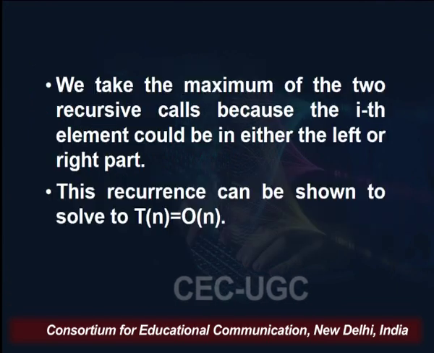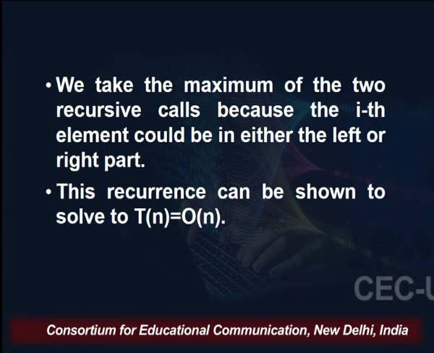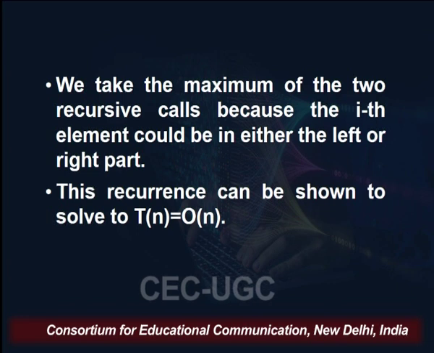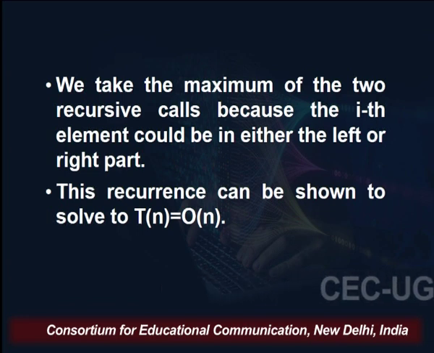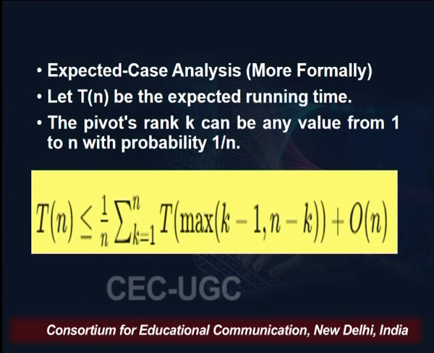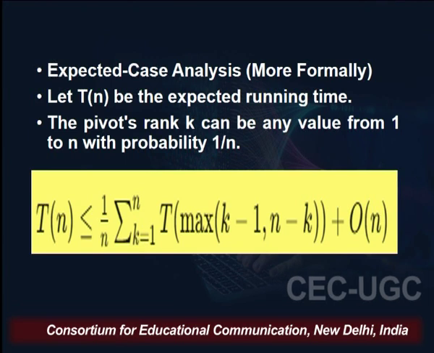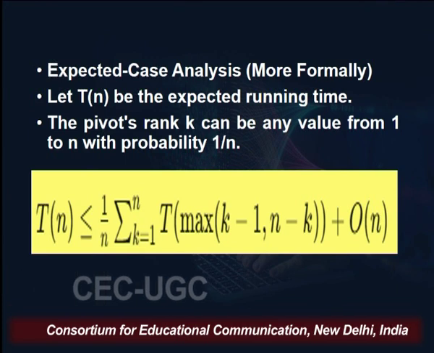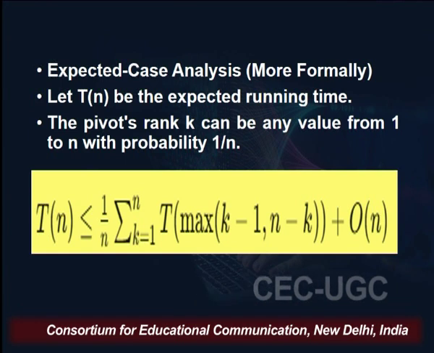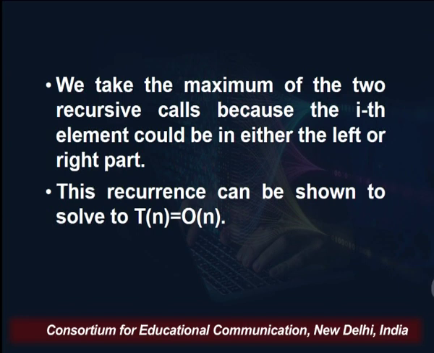And here we take the maximum of 2 recursive calls, because the ith element could be in either the left subarray or the right subarray. This recurrence which I have just shown you is based on the probabilistic intuition, which is T(n) is less than or equal to 1 by n, summation of k equals 1 to n, T of max(k minus 1, n minus k), plus order of n. This recurrence can be shown to solve to order n.